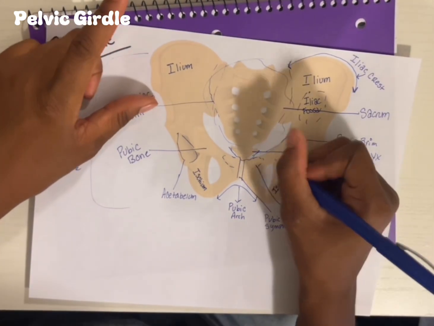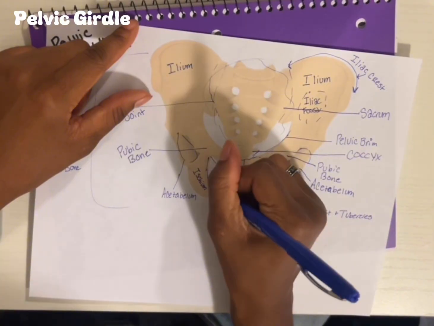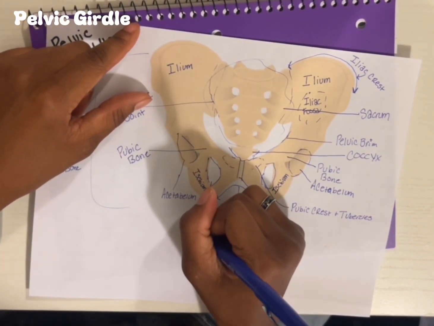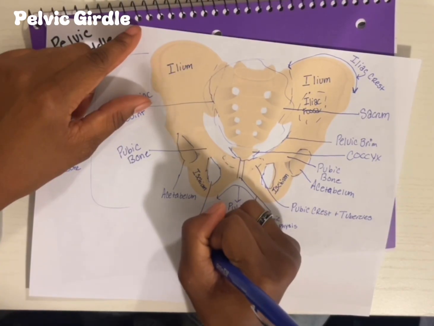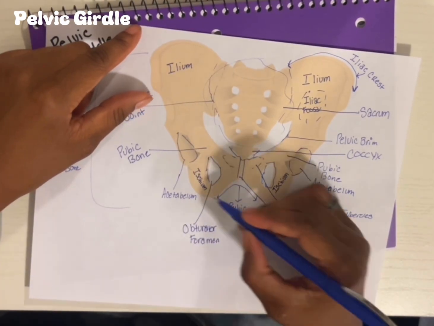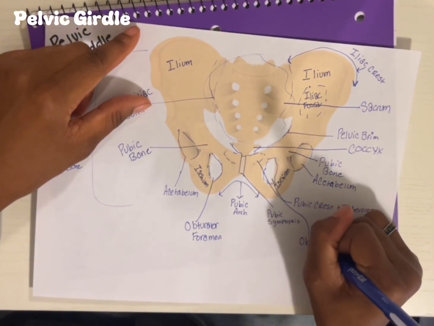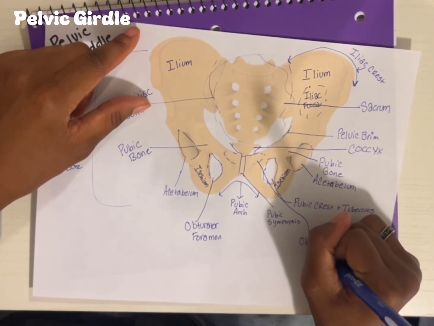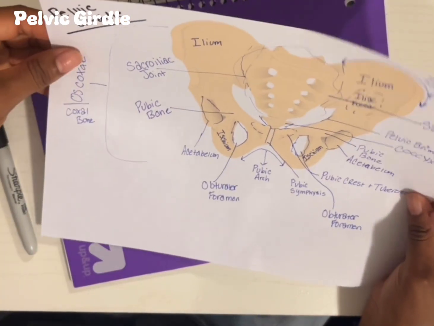Last thing on our pelvic girdle are these foramens, actual foramens, and these are our, make sure I spell it right, obturator foramen. So obturator foramen right here. At the tip of the pelvic girdle is the coccyx bone.